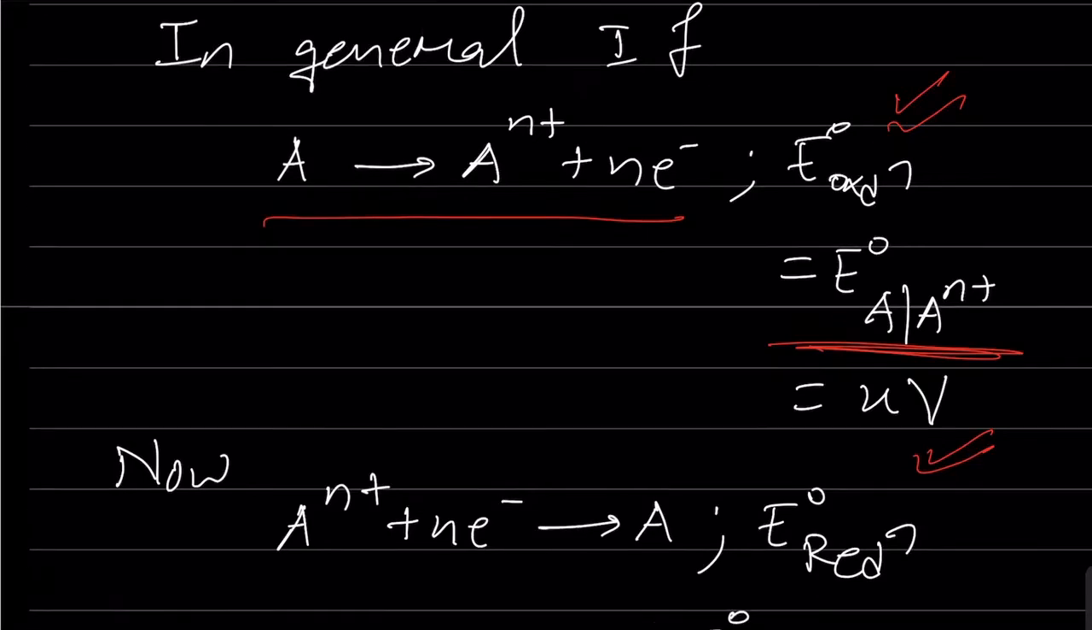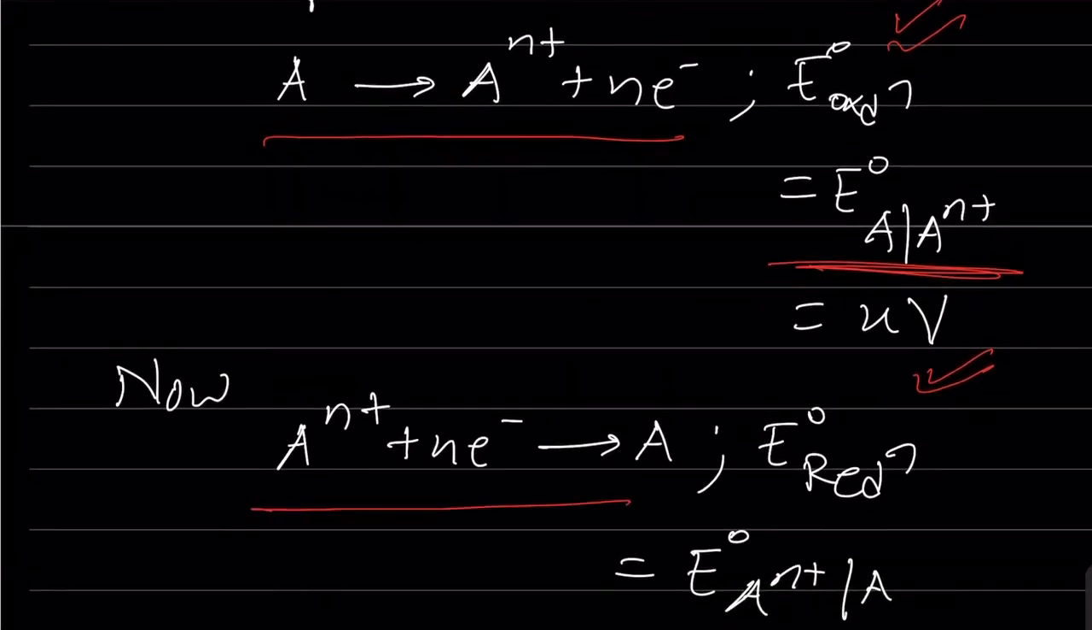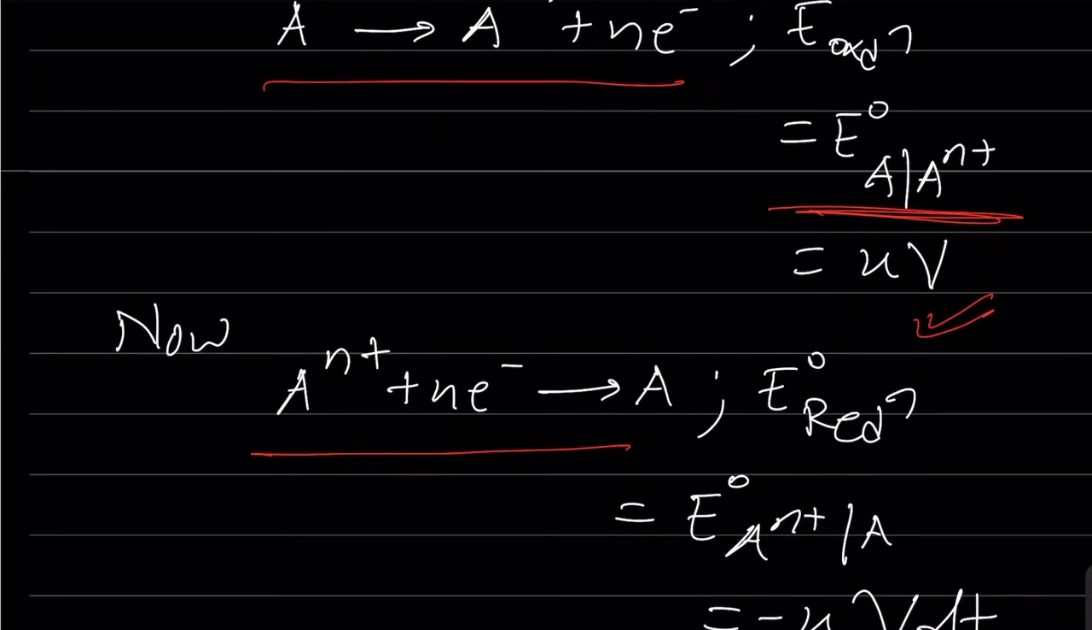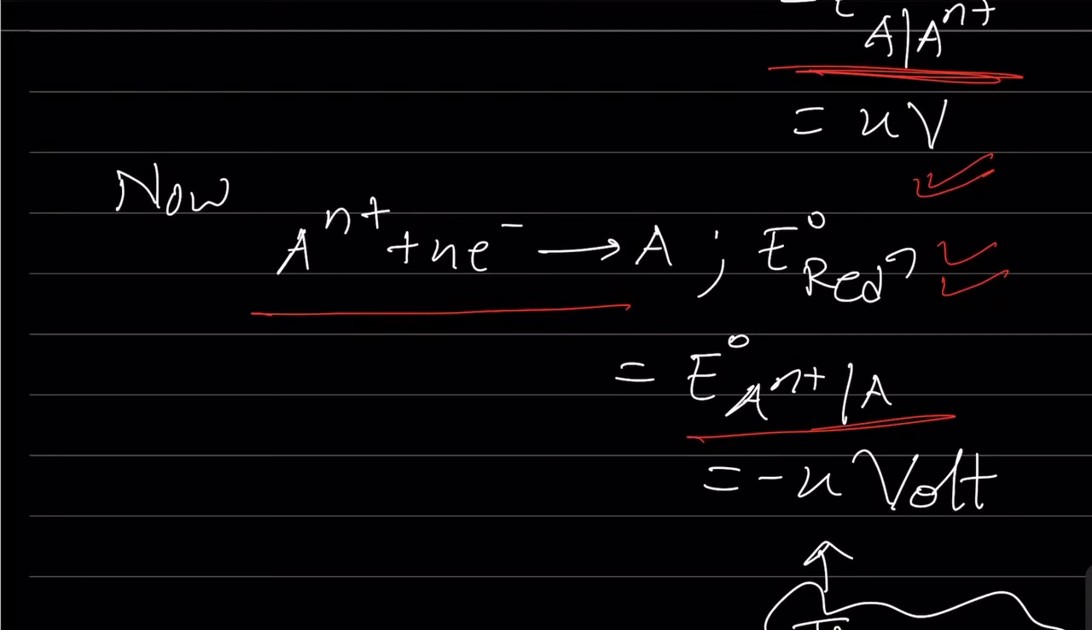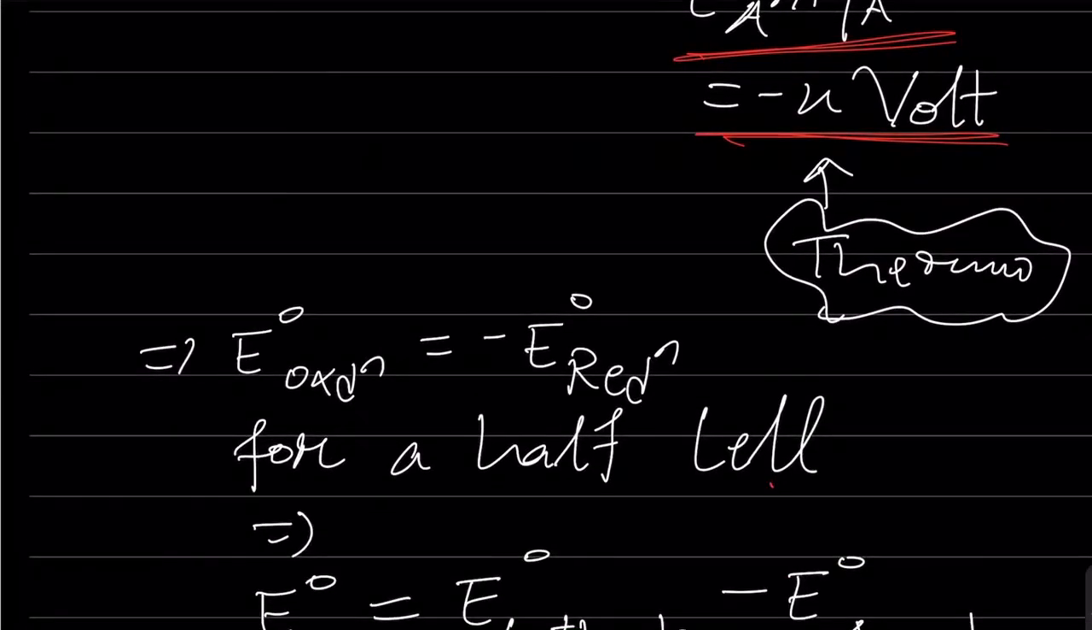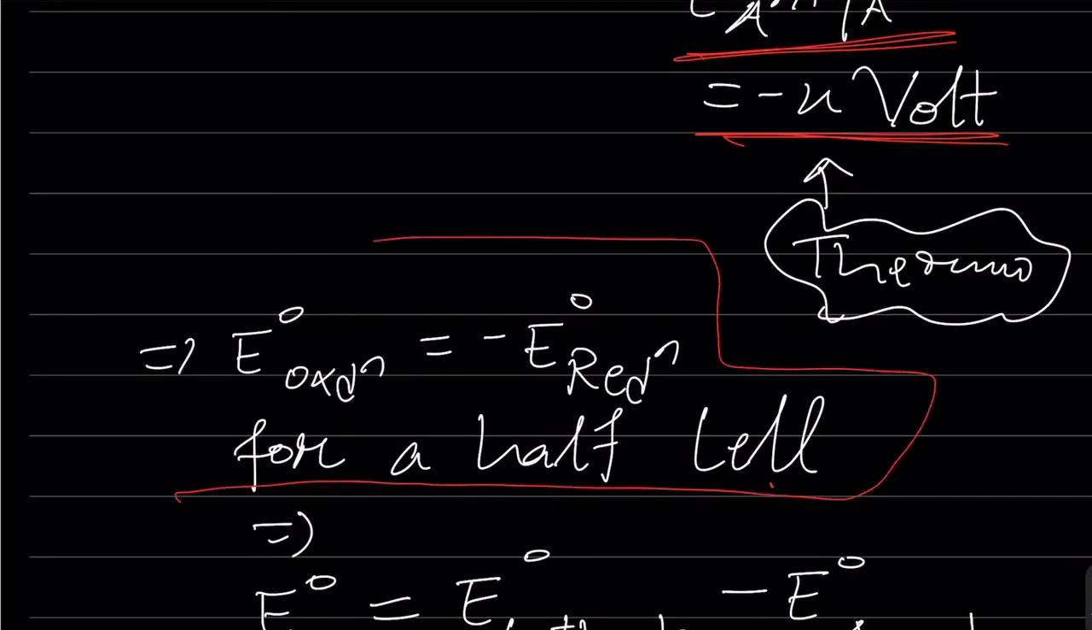Now we reverse this reaction like this. So now it is a reduction reaction, so the potential generated equals E naught reduction. How will we write it? Cation to atom. It will automatically become minus X volt according to the law of thermodynamics. Okay, you understood this? So all in all, for a half cell, E naught oxidation will always be equal to minus of E naught reduction. Everybody understands that?